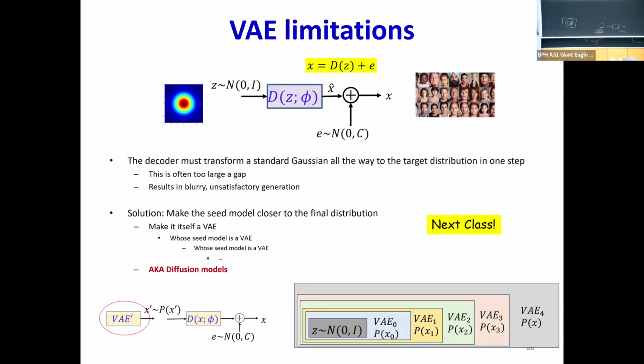Make sense? You can keep nesting it. So you can actually start with a Gaussian and keep staging the conversion, morphing into the full proper distribution for faces. That makes sense? Right? And if you do that under specific conditions, where you assume everything is Gaussian, you actually get a diffusion model.